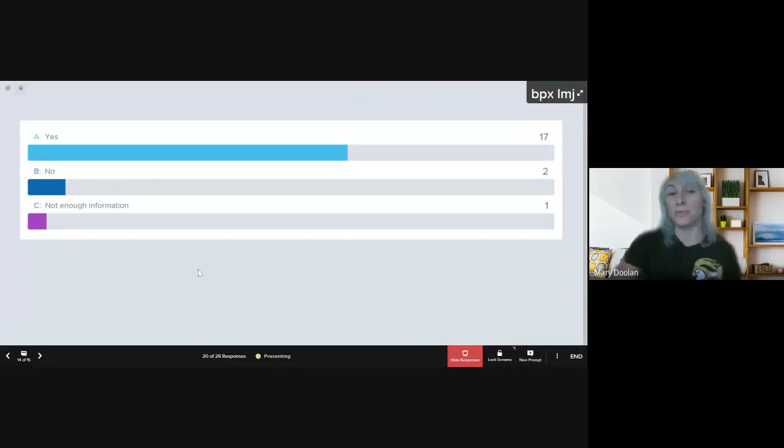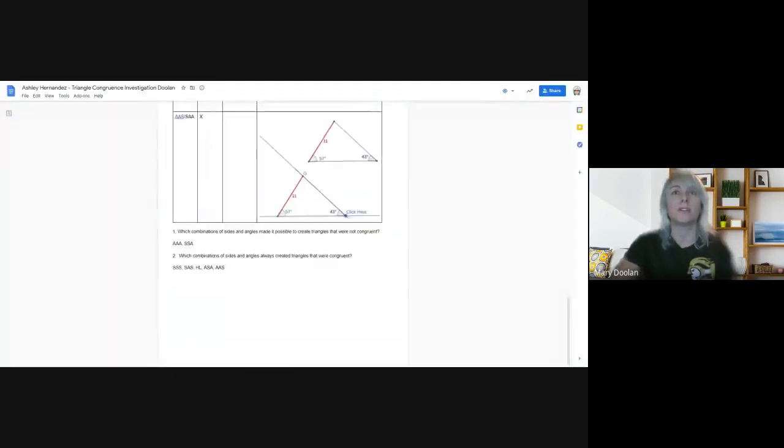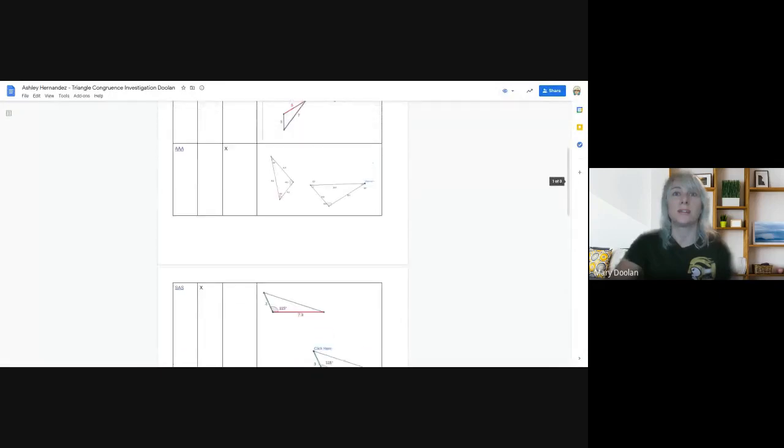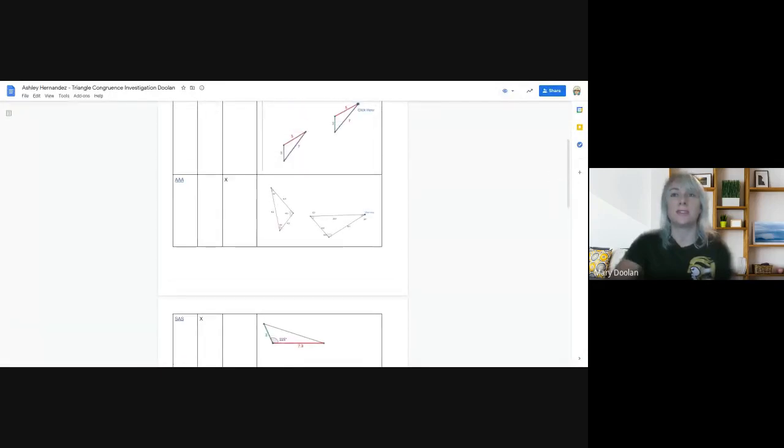Is it possible to make two triangles that are not congruent with angle, angle, angle? We did this, remember? If I come back over here and share this one, where's it at? Angle, angle, angle. It is possible to make two triangles that are not congruent. So you should be changing your answer from yes, not to no, but to not enough information. Okay? It is possible both ways.